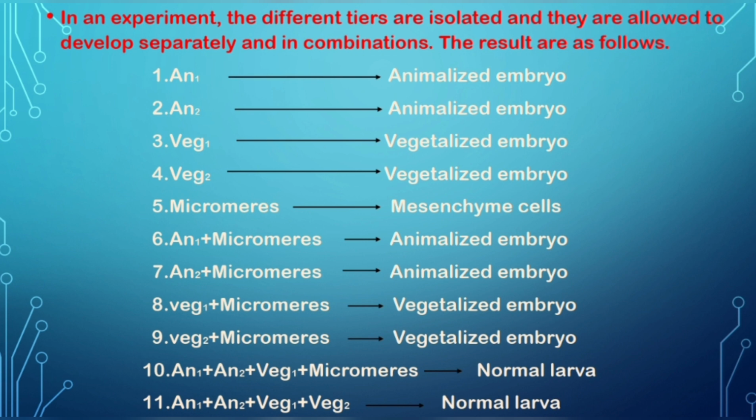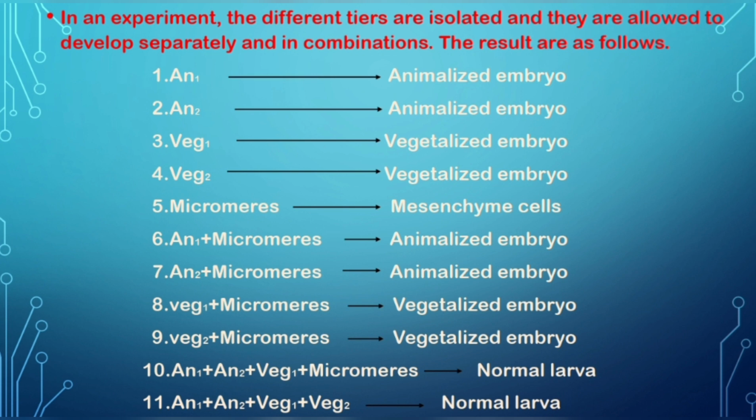The animalized 1 plus micromere develops into an animalized embryo. The animalized 2 plus micromere develops into an animalized embryo. The vegetalized 1 plus micromere develops into a vegetalized embryo. The vegetalized 2 plus micromere develops into a vegetalized embryo.